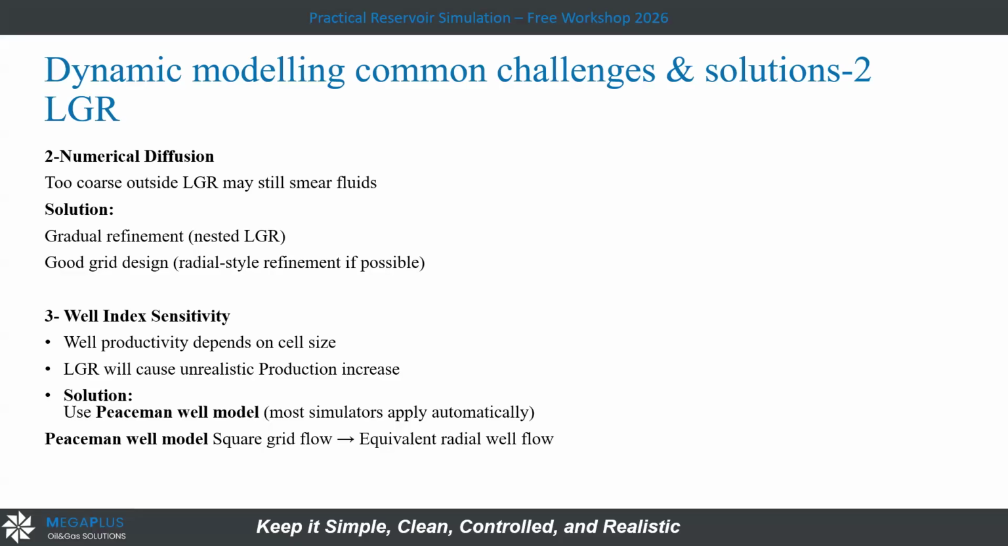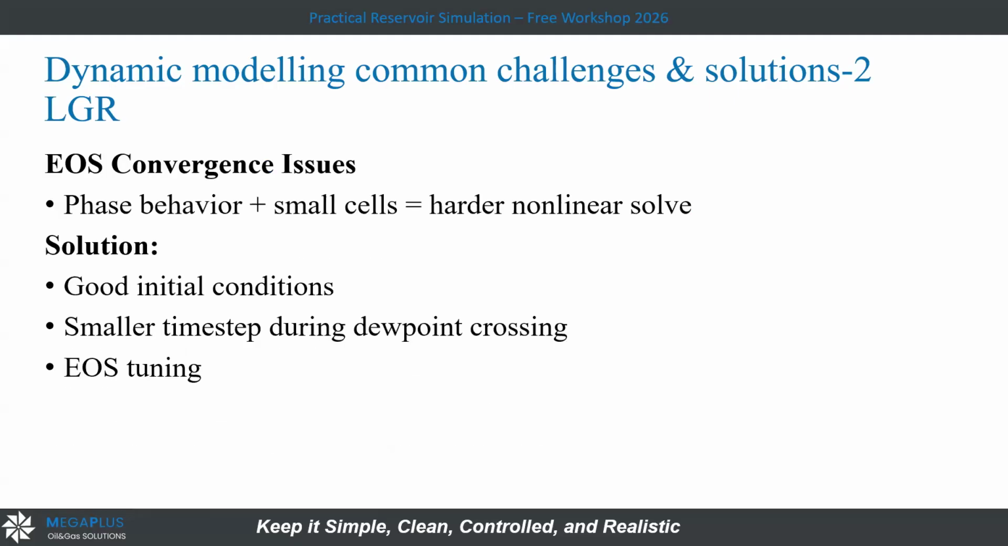I can make it in radial well form, so I can reduce the number of cells that are attached or truncated with the well. So I can make around the well an equivalent radial well flow. It's local instead of Cartesian, so I will not have to make a lot of cells in the wellbore in the simulation modeling.